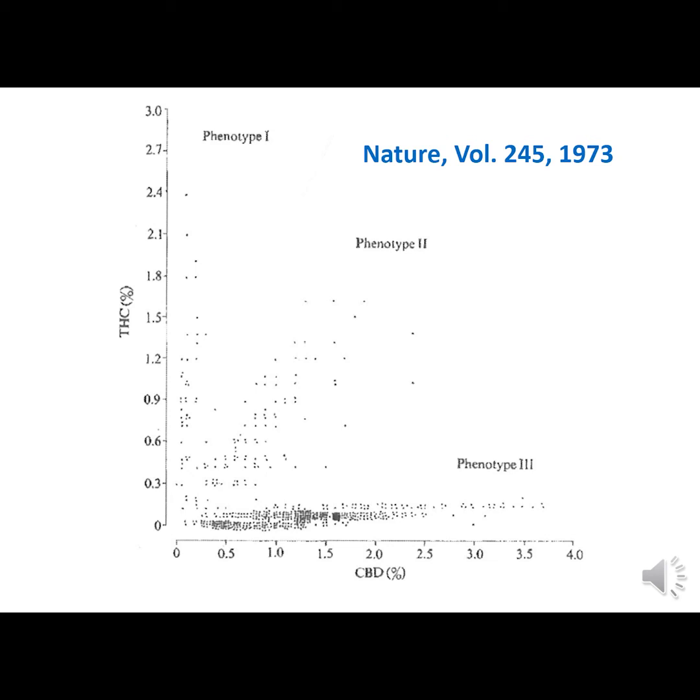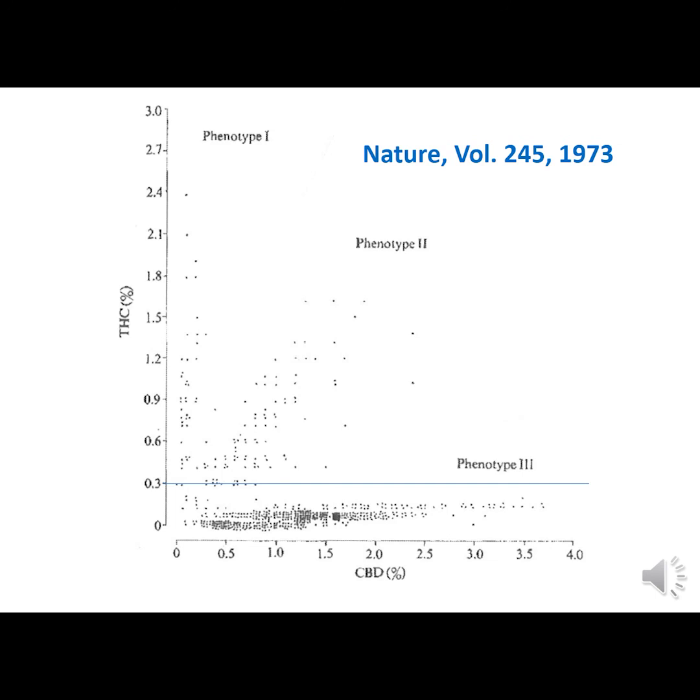Phenotype 2 are hybrid plants. They're hybrids between marijuana and hemp, resulting in about equal quantities of THC and CBD being formed. The scientists that developed this data evaluated where a limit should be placed to define whether something is marijuana or hemp.